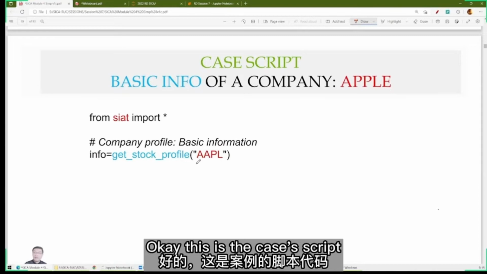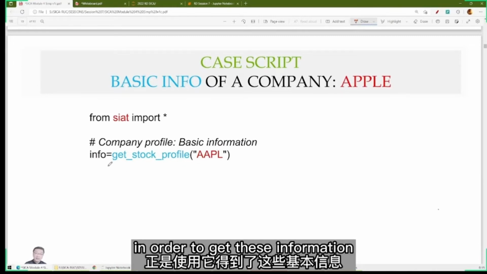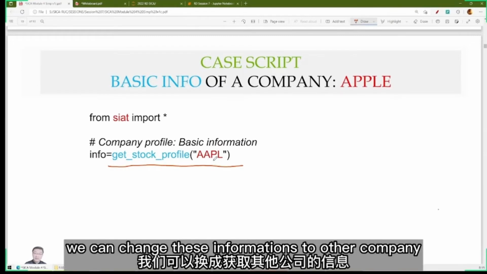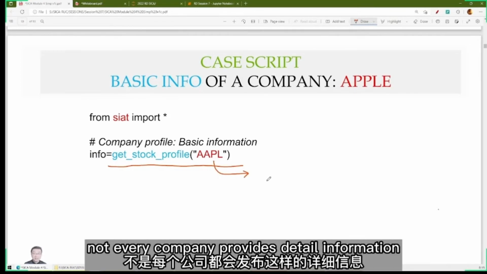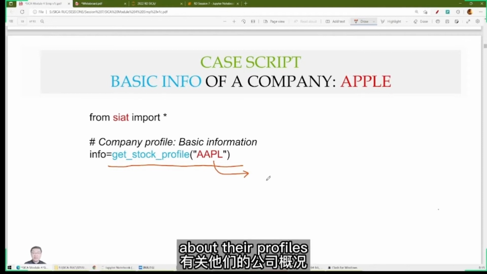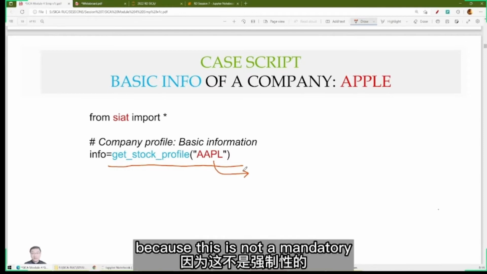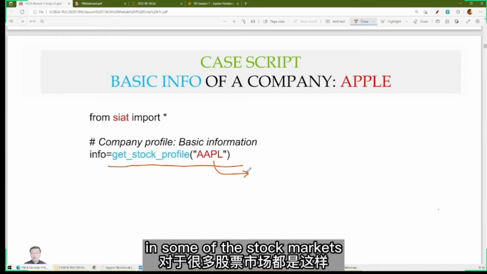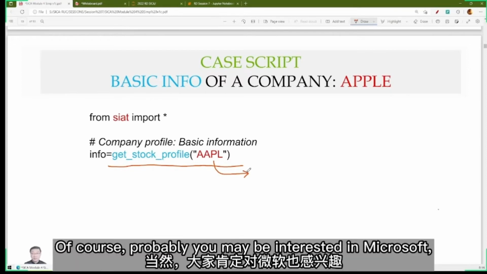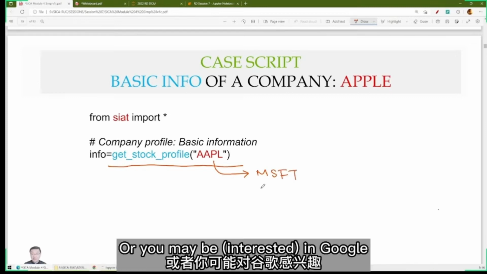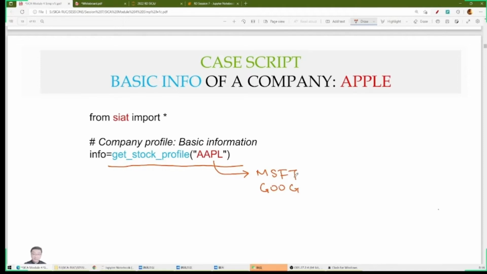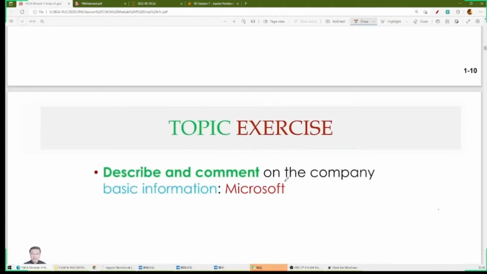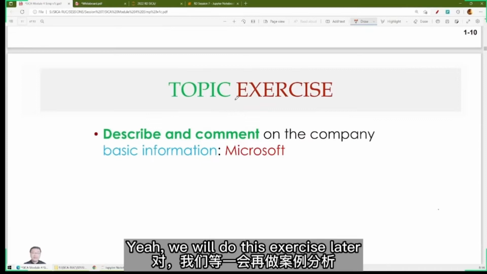This is the case script in order to get this information. Of course, we can change this to other companies, but I tell you first, not every company provides detailed information about their profiles, because this is not mandatory in some of the stock markets. Of course, probably you may be interested in Microsoft, right? Or even in Google. We will do this exercise later.